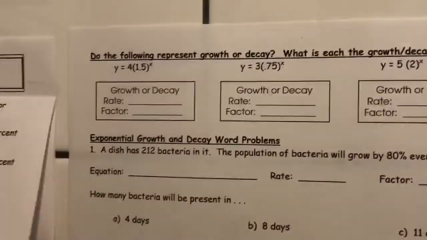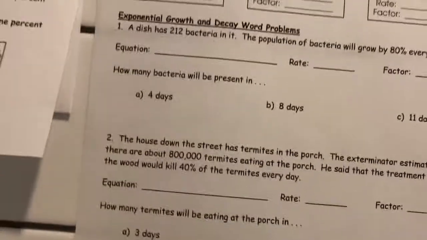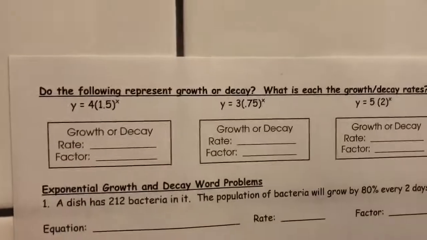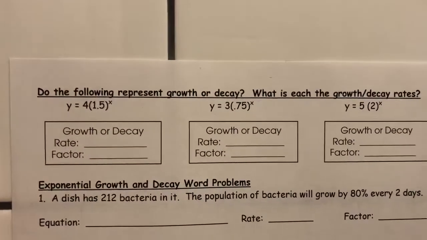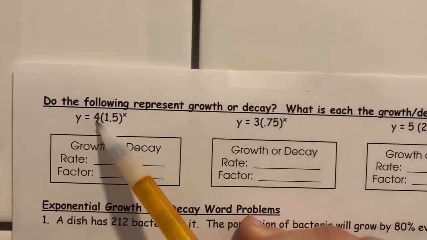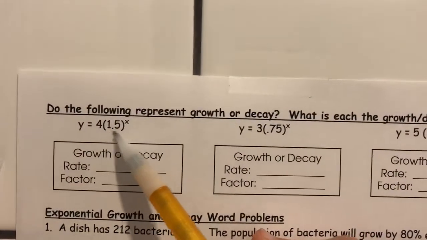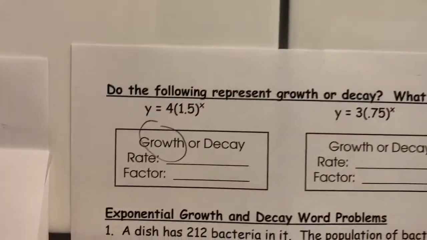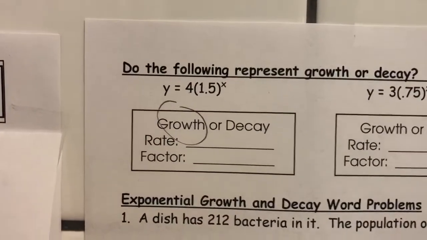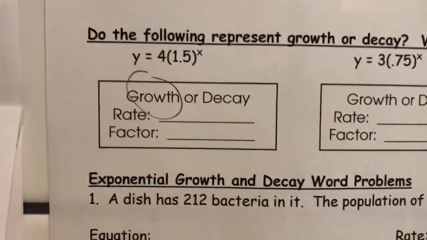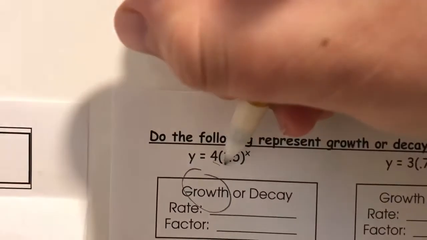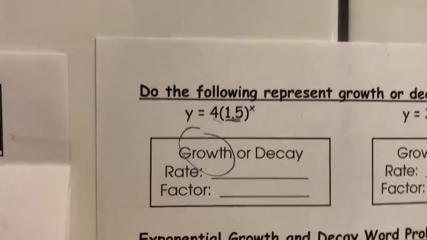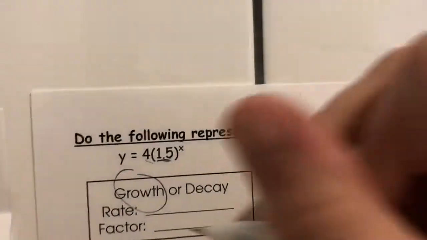Over here, it's asking if it represents growth or decay, and it asks us to pick out what's going on with it. So here with this equation, I have my initial value of 4, and I have 1.5 in the parentheses. Now that 1.5 tells me it's going to be growth. And I know it's going to be growth because 1.5 is greater than 1. Now the rate here, I'm actually going to jump to the factor. The factor is easiest. The factor is what's in the entire parenthesis. Well, the entire parenthesis here is 1.5, so that's my factor.